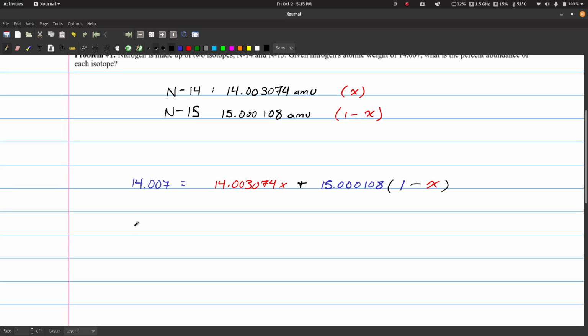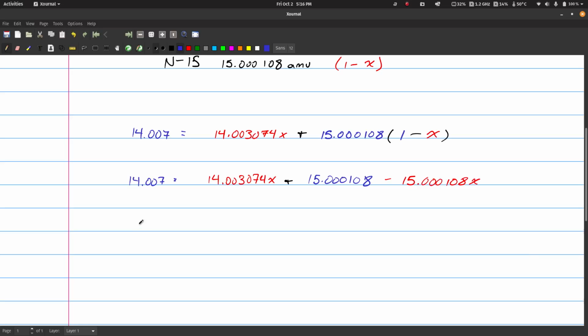Super easy. So we have 14.007 equals 14.003074x plus 15.000108 minus 15.000108x. So now we just combine like terms.